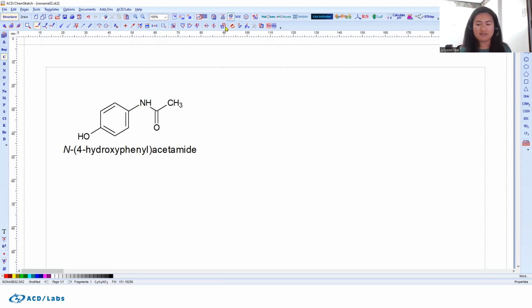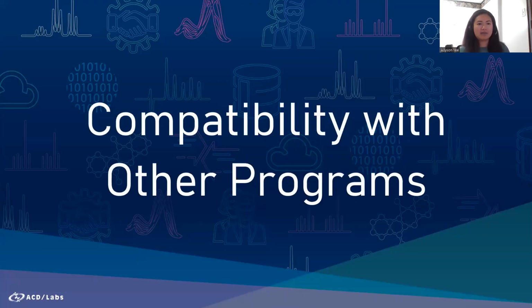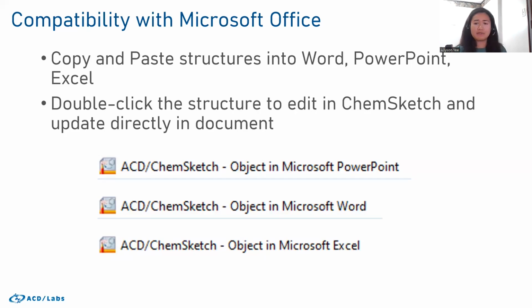So the next thing I would like to speak with you about is the compatibility with other programs. When choosing a chemical drawing package, you'll want something that easily integrates with the rest of the programs you use on a daily basis. So for example, if you're working with a Word document or Microsoft Office, a presentation, even Excel files, we can edit those structures directly wherever you're working in. All you would need to do is double click the structure or whatever you have in your document.